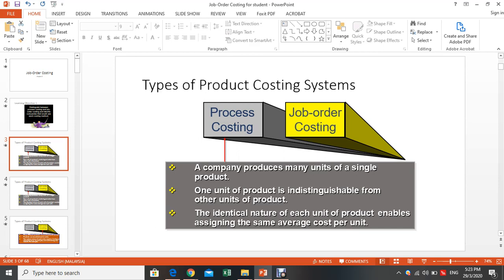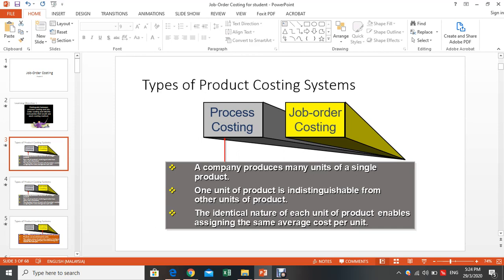So basically the bakery does not display a 5 kilo cake, because normally a 5 kilo cake is baked based on an order from the customer. That one we call job order costing. We use job order costing to calculate the cost per unit of the product, and thus to determine the selling price for the 5 kilo cake.